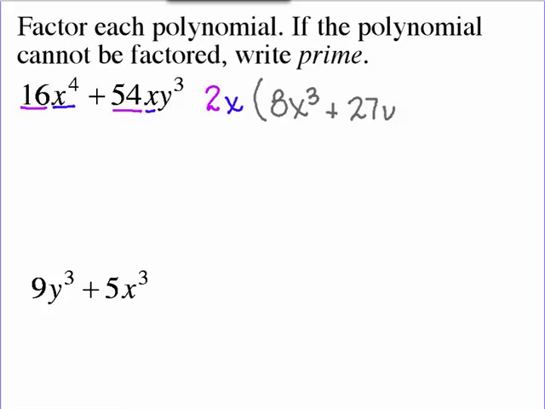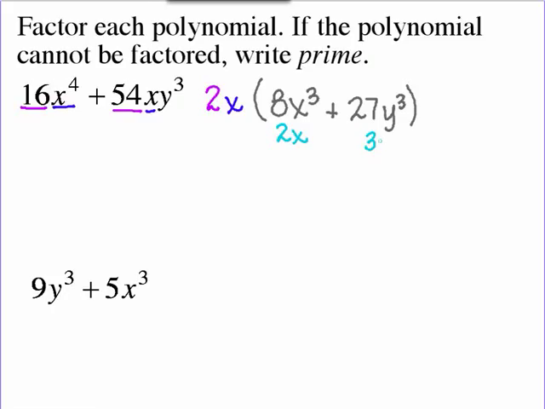27y cubed. So now I look and I see the numbers 8 and 27 and I think, oh, those are perfect cubes. Wow. Okay? I know that 2 is cubed to give me 8, and I know that x is cubed to give me x to the 3rd. With the 27, what is cubed to give me 27?